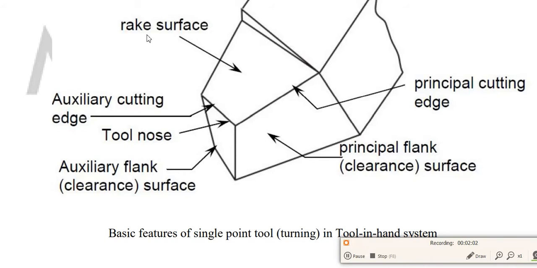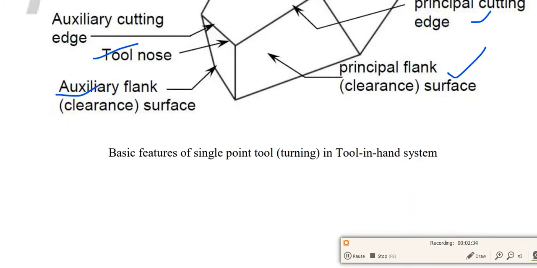So here this is the rake surface. Second one is the auxiliary cutting edge. You can see that this is the auxiliary cutting edge, this is the tool nose, this is the auxiliary flank clearance surface, and next one is the principal cutting edge, and next one is the principal flank clearance surface. So these are the various parts of this single point tool for turning in the tool hand system.